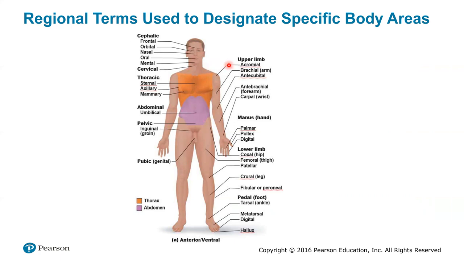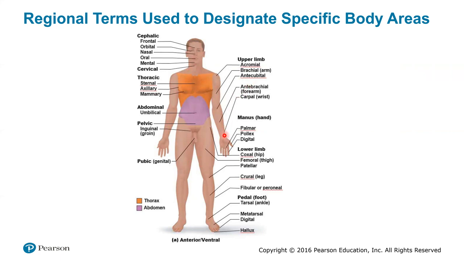Now, looking at the upper limb, we have acromial, right, this point. Then we have brachial. We have this one, antebrachial. Ante means before. So we have brachial here, and before it we have antebrachial. Now, here in the middle, we have antecubital, so it's before cubital. Then what is cubital? Cubital is a vein over here, called the median cubital vein. It's a very common site of blood draw. When we go for blood tests, they very often draw our blood from this median cubital. So the area is antecubital.